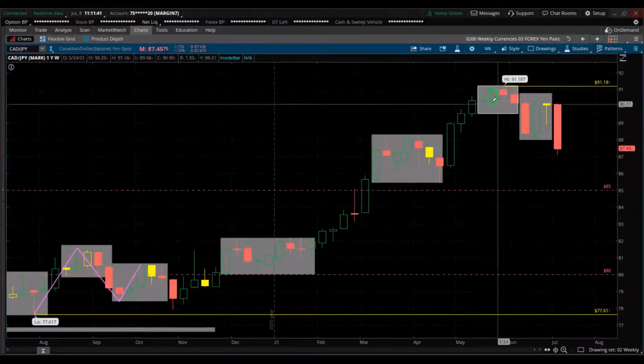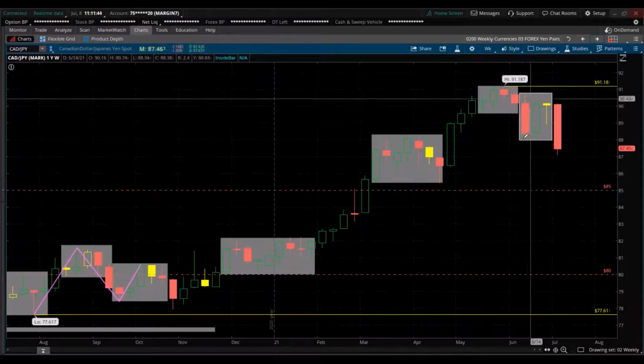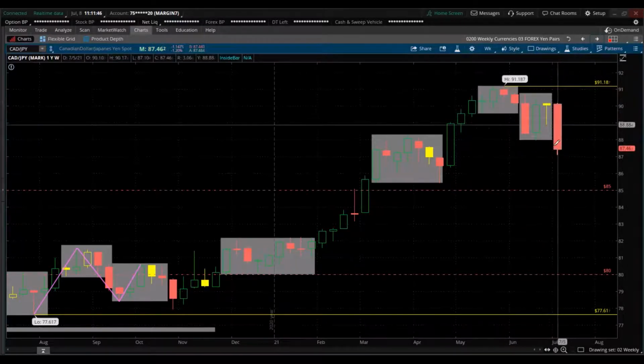It's getting more volatile too. See this consolidation tighter and this consolidation wider. And now this one's even wider. When I say wider, I mean the high and the low, the length of it.